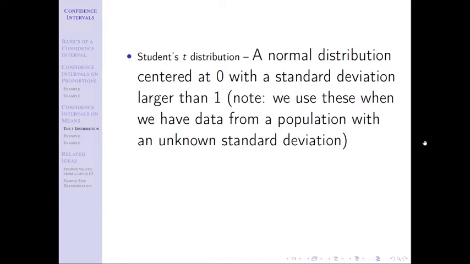So when we say student's t-distribution, we actually are talking about a class of distributions in general, and we need to have some specific identifying characteristic that tells us which one of the t's we're talking about, because there's a lot of options that are numbers larger than 1, right? And then I have a note here, we use these when we have data from a population with an unknown standard deviation. I want to make sure we understand what that says right there. This is very, very important.